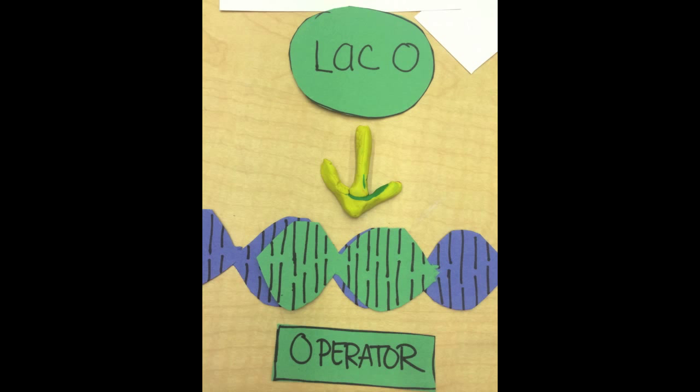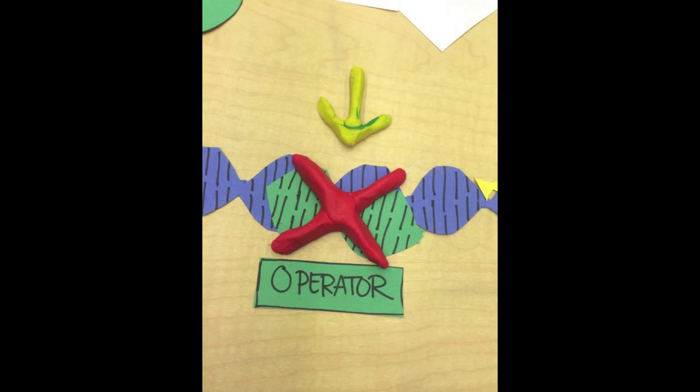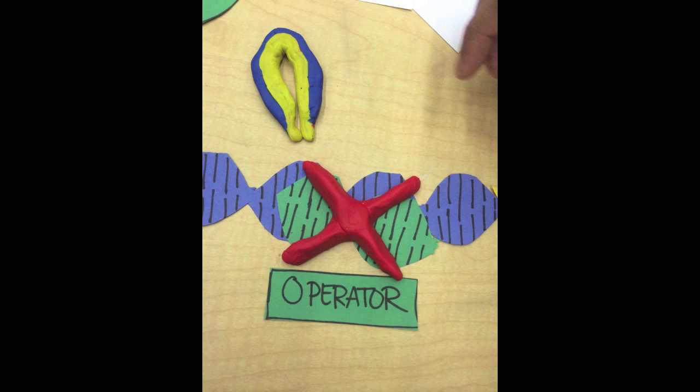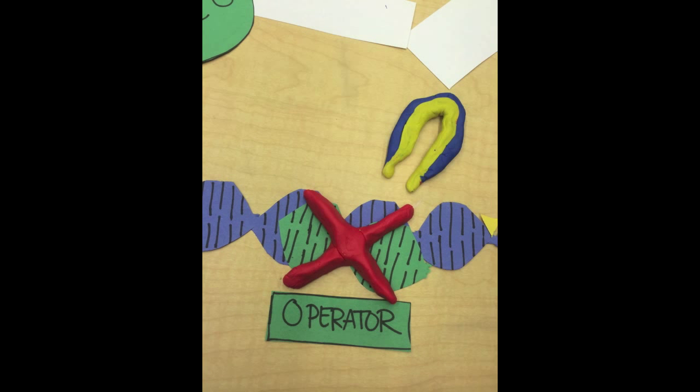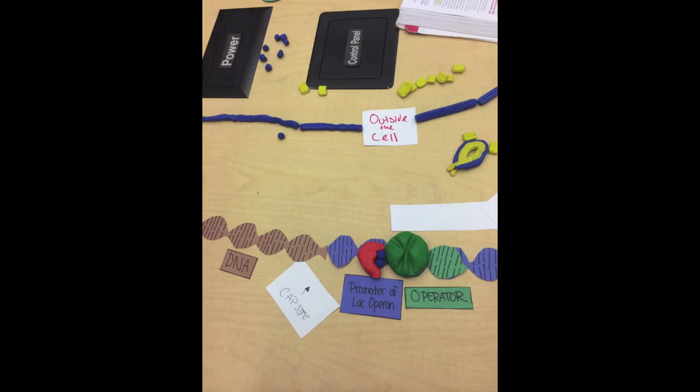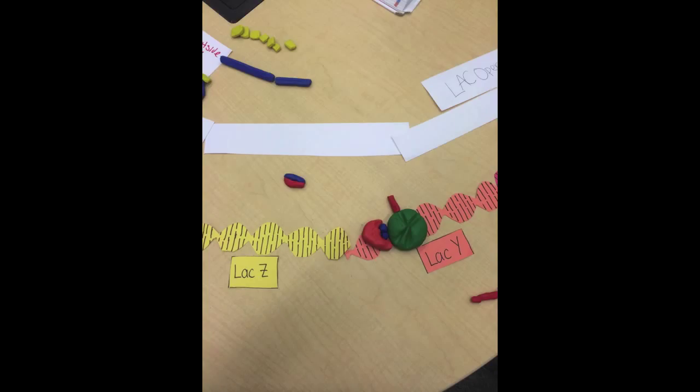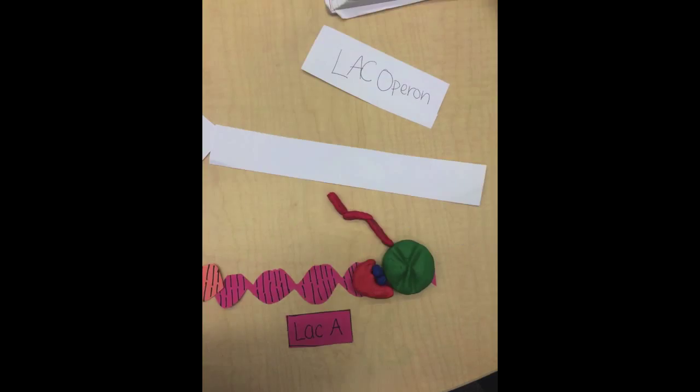Lac-O codes for the operator. If this gene were mutated, the operator might be missing, mutated, or made incorrectly. This means the repressor cannot bind, and thus the Lac Operon is always on, meaning RNA polymerase will continue to travel down the operon, transcribing the mRNA.